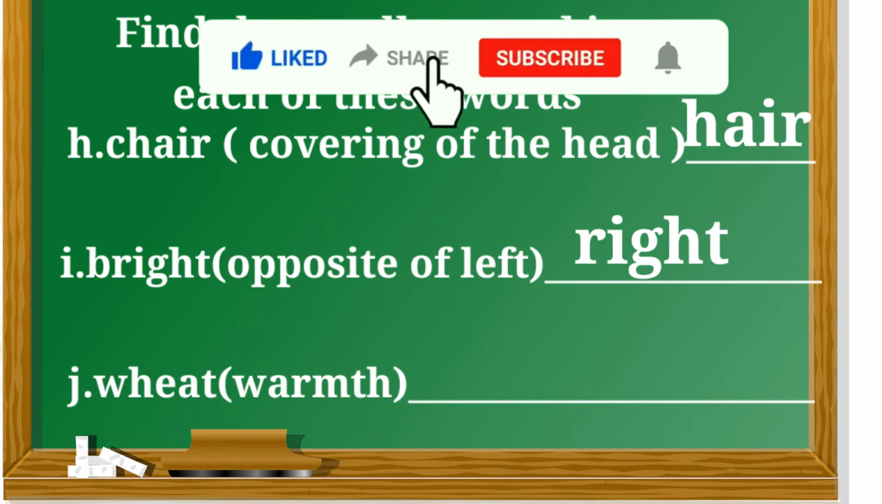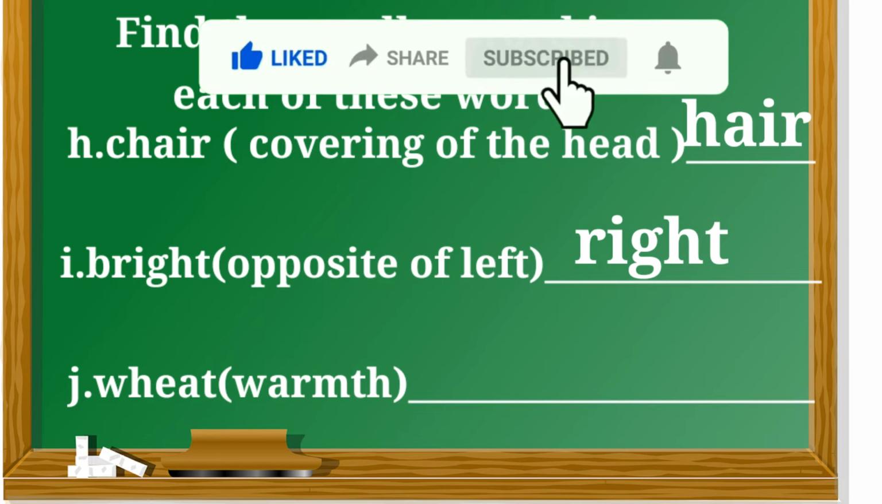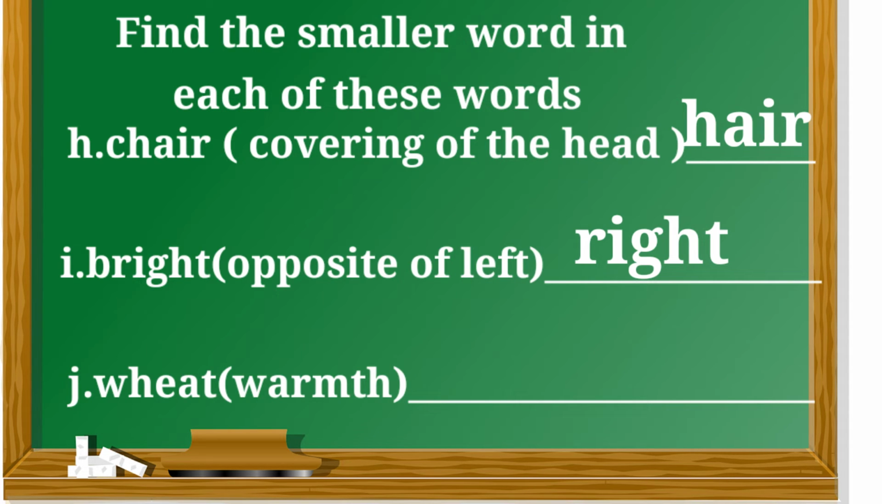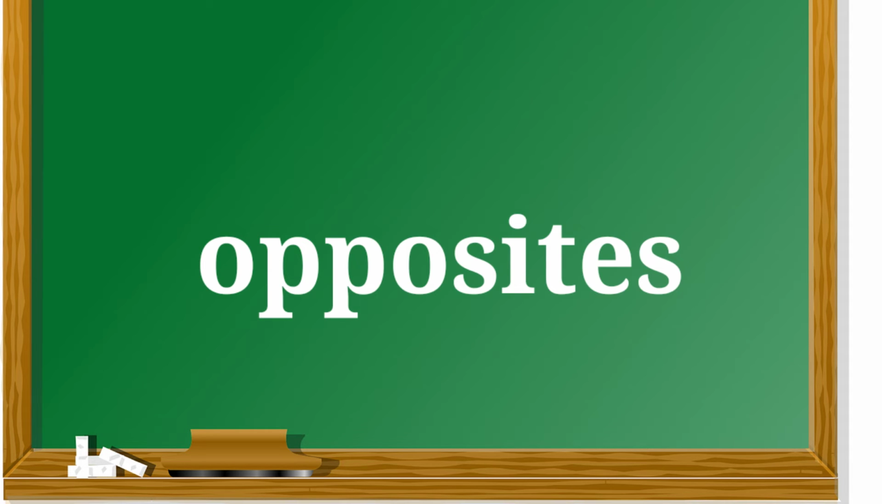Question J. Wheat. W-H-E-A-T. Wheat. The clue given here is warmth. W-A-R-M-T-H. The answer is heat. H-E-A-T. Heat.